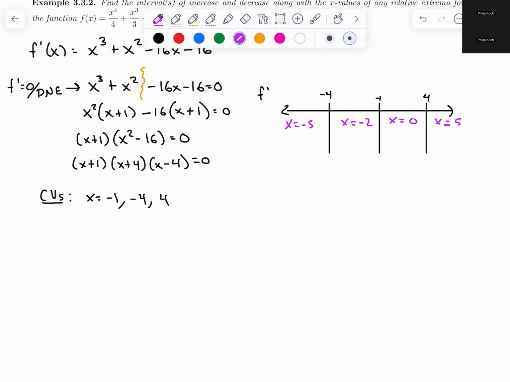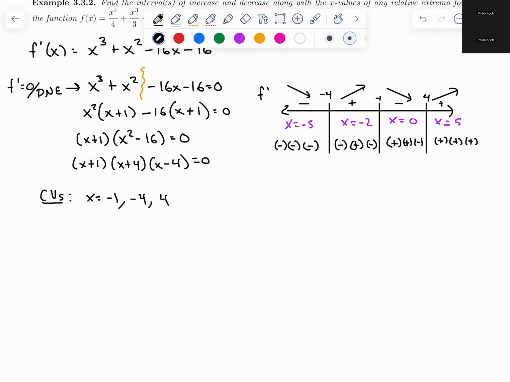And the one thing I love about this section while you're working through this is that it's very, very intuitive. What would it mean, like positive increasing, negative decreasing? It's not like opposite things. It's very, very intuitive that plus means increasing, negative means decreasing. So that is our sign chart. It goes negative, positive, negative, positive.